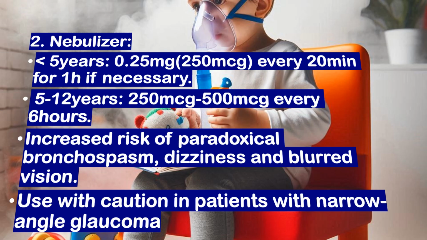During nebulization with ipratropium bromide, for children below 5 years, we use a dose of 0.25 milligrams, which equals 250 micrograms, every 20 minutes for 1 hour if necessary. And for children between 5 to 12 years, we use a dose of 250 to 500 micrograms every 6 hours. Remember, there is increased risk of paradoxical bronchospasms, dizziness, and blurred vision. Also remember to use it with caution in patients with narrow angle glaucoma.